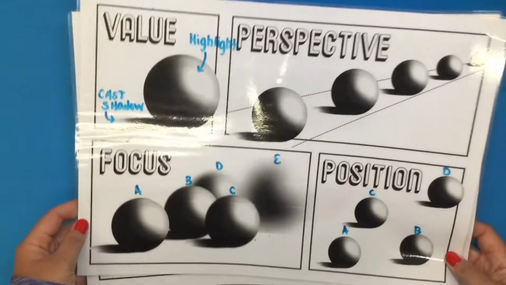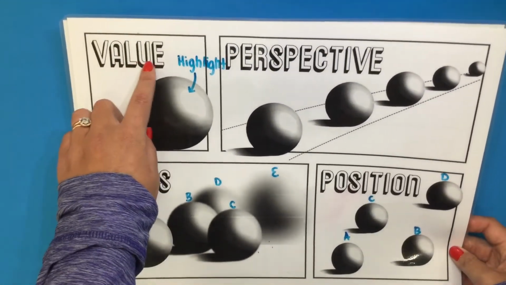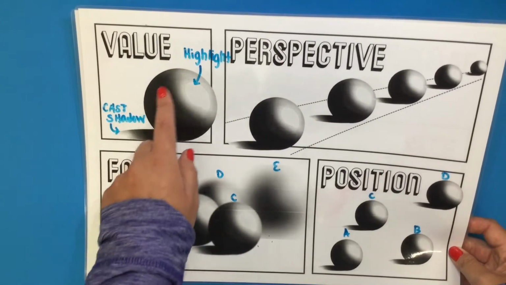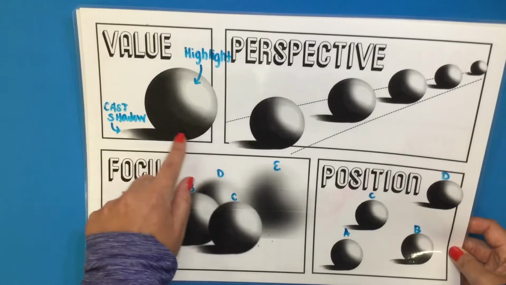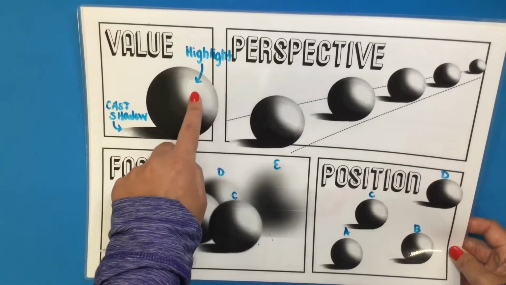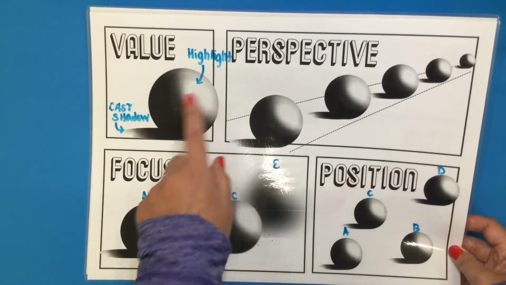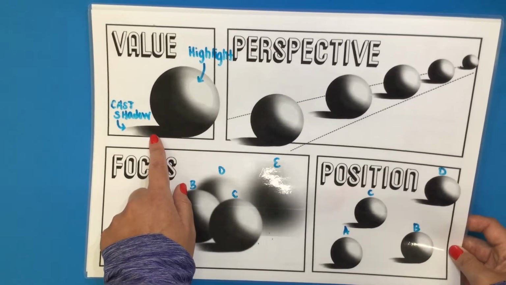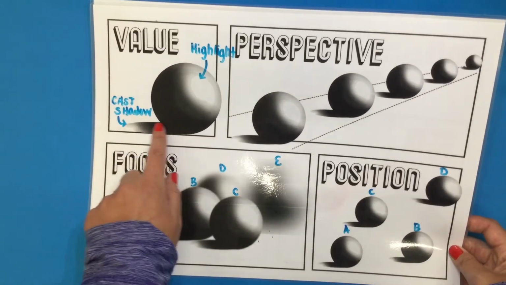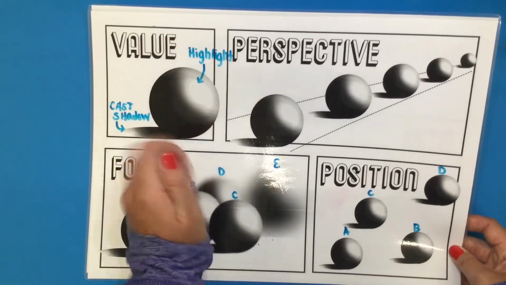Another way that we can create the illusion of space is value. Value is the lightness or darkness of a color. This sphere has a shadow and a highlight. The highlight is where the light hits the very top of the object, creating a shadow underneath it. If you've ever been outside on a sunny day, you'll notice that you also have a cast shadow. Value makes something look 3D.